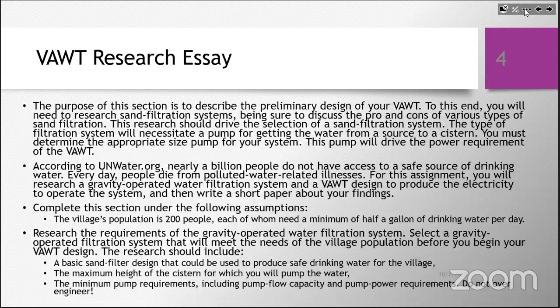What do you guys think? So definitely the height, right? That's going to be a major consideration, right? You need to make sure that you can pump up to a certain height, right?